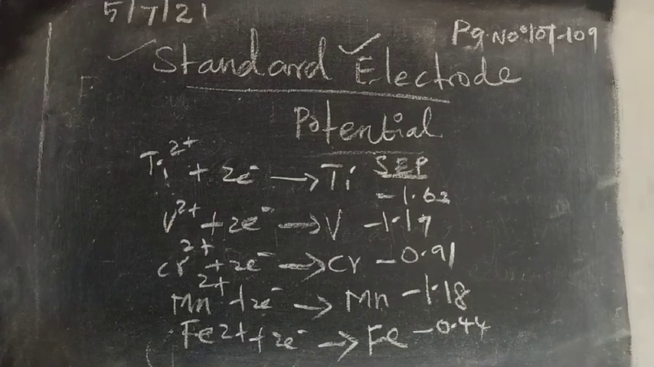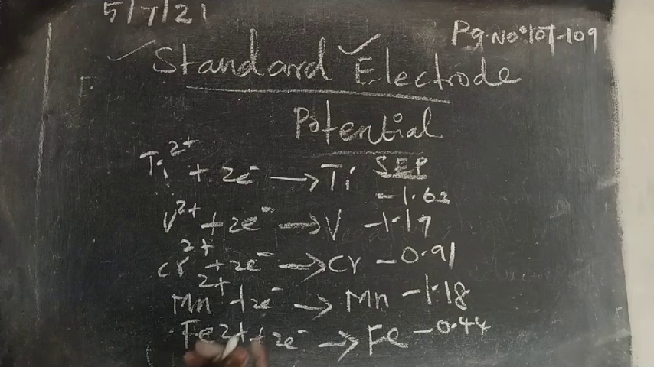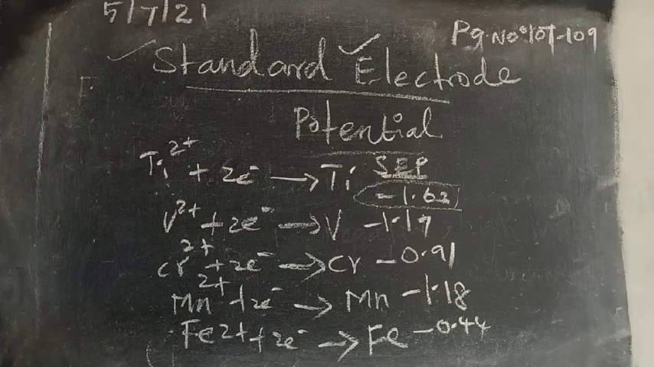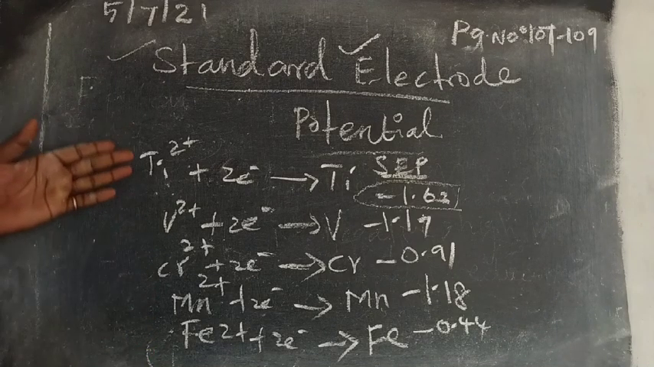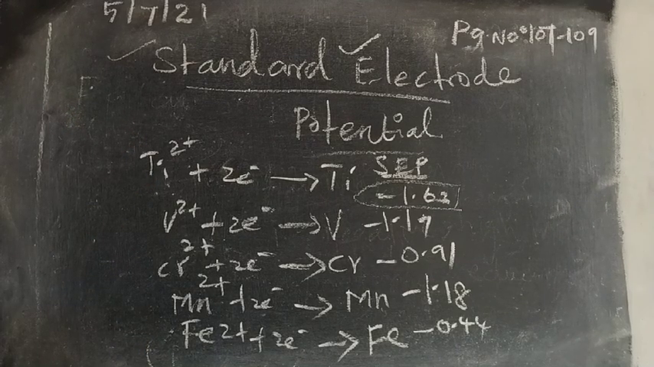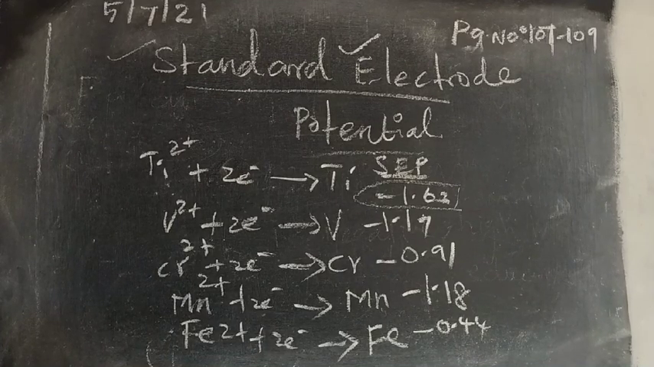Okay, you just compare which one has the more value, at the same time negative. We can say this one has a negative as well as high value. So among all these metals, titanium has more power as a reducing agent.